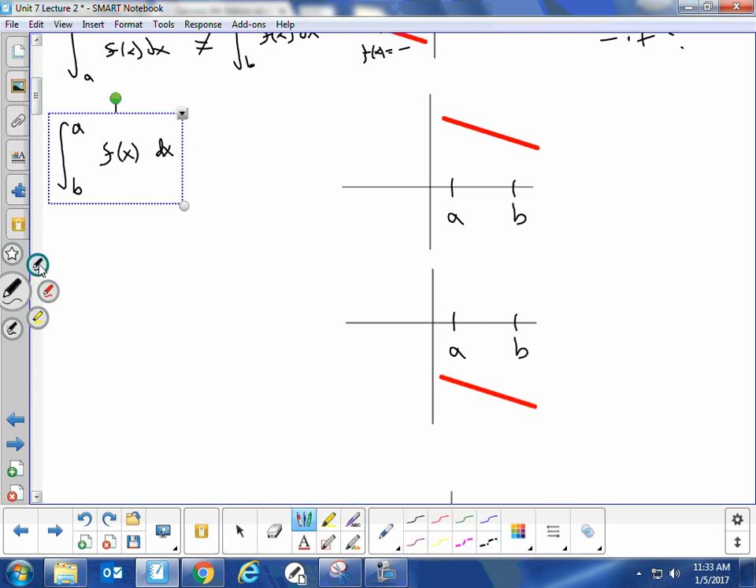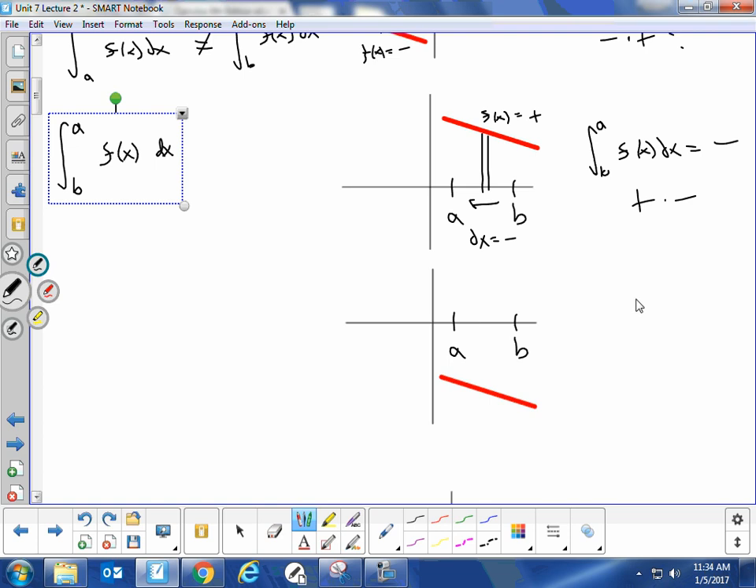It will be the opposite. Let's think about that really quickly. If I'm going from B to A, I'm traveling to the left on the x-axis. That is a negative direction on the x-axis. My function values, if we're above the x-axis, are still positive. So I would say the integral from B to A would be positive heights times negative widths, giving me a negative area.